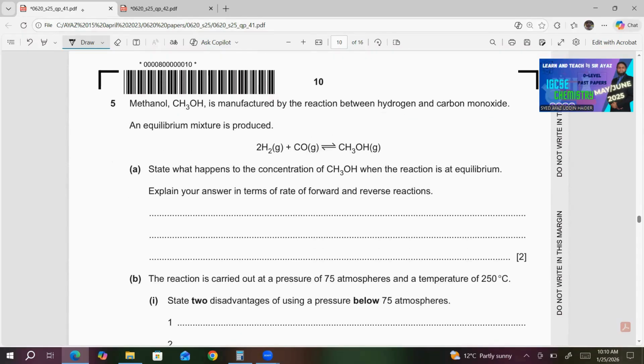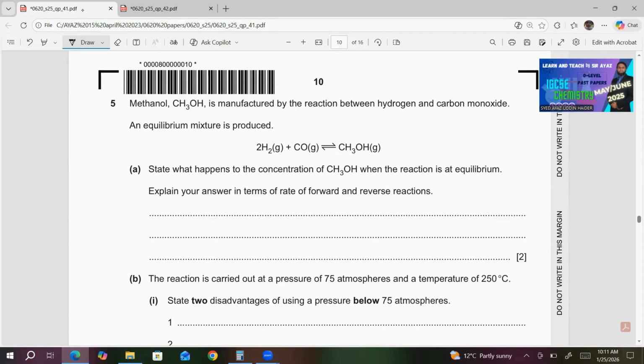Number 5, methanol CH3OH is manufactured by the reaction between hydrogen and carbon monoxide, and an equilibrium mixture is produced. Here's the reaction equation: 2 moles of hydrogen reacting with 1 mole of carbon monoxide to produce 1 mole of methanol CH3OH. A. State what happens to the concentration of CH3OH when the reaction is at equilibrium. Explain your answer in terms of rate of forward and reverse reactions.